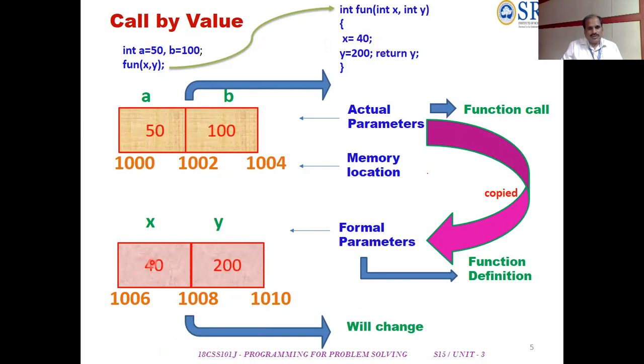So the actual value is passed from the actual parameter to the formal parameter. Previously 50 and 100, but there are changes in the formal parameters, that is 40 and 200 in variables x and y respectively. But it will not get reflected in the actual parameters.